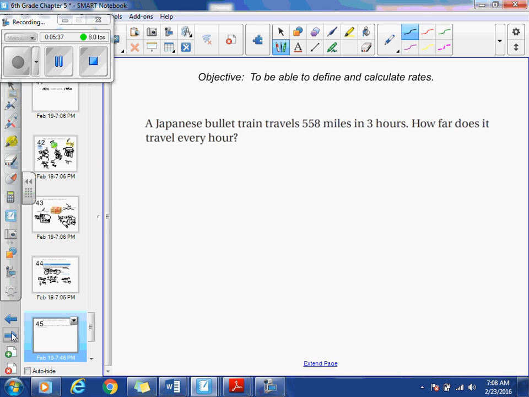All right, so working with unit rates. A Japanese bullet train travels 558 miles. Actually, I'm going to do this a little differently. I'm going to use a ratio table. All right, 558 miles. So I see miles first. I'm going to put that on top. In 3 hours. So we're dealing with miles here.